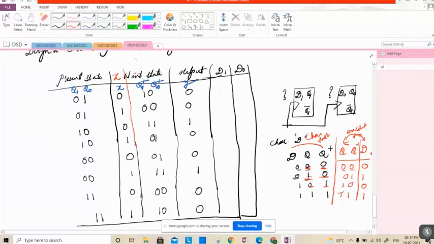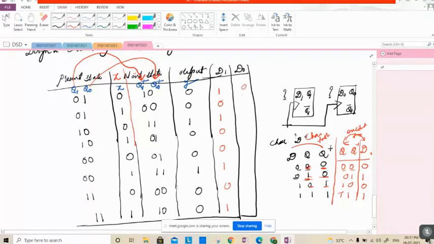So what will be the value of D1 here? For D1, we compare Q1 and Q1 plus, and for D0 we compare Q0 and Q0 plus. What is the value of D1 here? This is 1. What about this? This will be 0. This is 1, this is 0, this is 0, this is 1, this is 1.